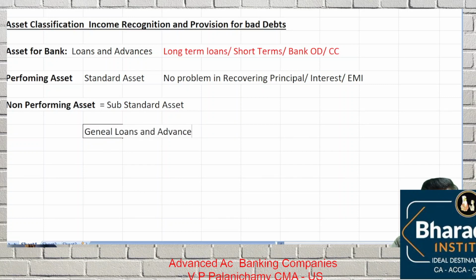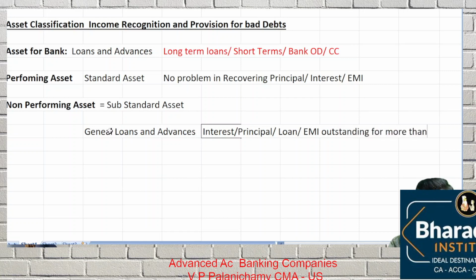So in case of a general loan, when will a loan be called a substandard asset? If the interest or principal or loan or EMI is outstanding for more than 90 days after the due date. It can be interest due or principal due or loan due or EMI due outstanding for more than 90 days, not from the granting of the loan, but after the due date. After the due date, the customer has not paid for 90 days. The loan could have been given 10 years back also. If the EMI was due 90 days back and still it is outstanding, from the due date, if it is 90 days outstanding, that is called a substandard asset.